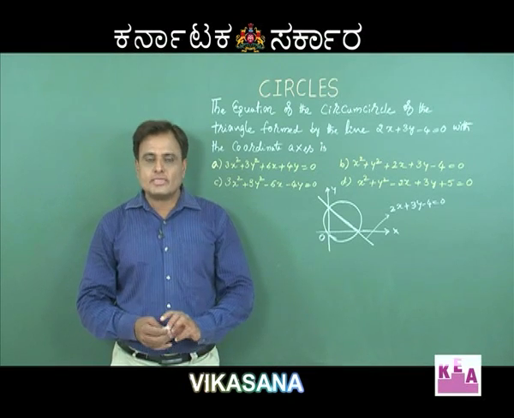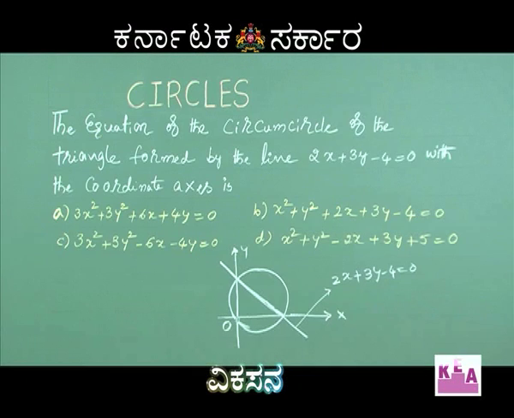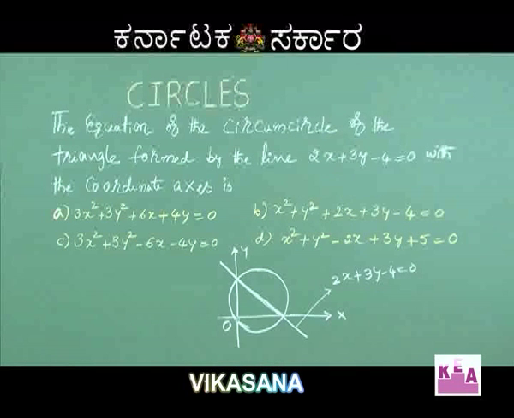Dear students, let us consider another example. First read the question. The equation of the circumcircle of the triangle formed by the line 2x plus 3y minus 4 is equal to 0 with the coordinate axes is, options are: A, 3x square plus 3y square plus 6x plus 4y is equal to 0. Option B, x square plus y square plus 2x plus 3y minus 4 is equal to 0. Option C, 3x square plus 3y square minus 6x minus 4y is equal to 0. Option D, x square plus y square minus 2x plus 3y plus 5 is equal to 0.